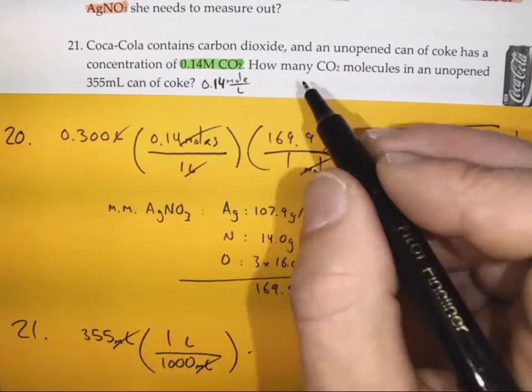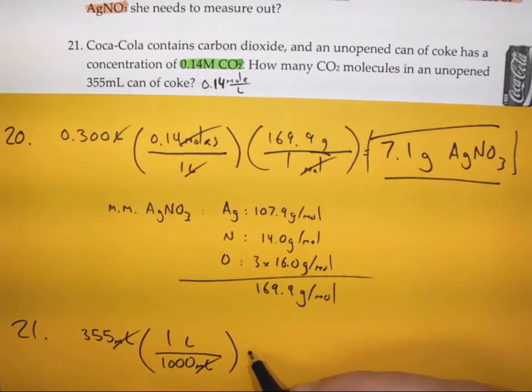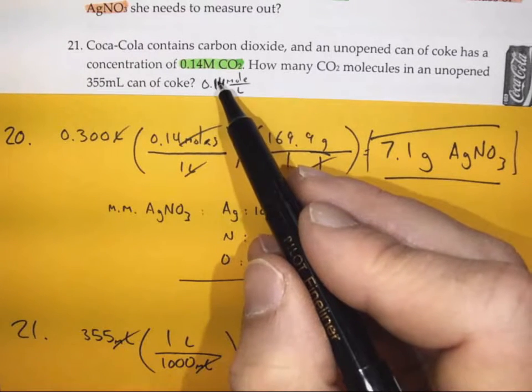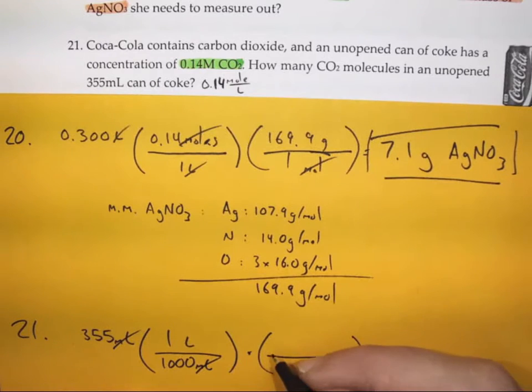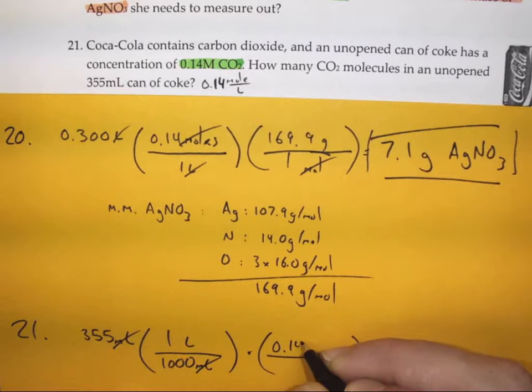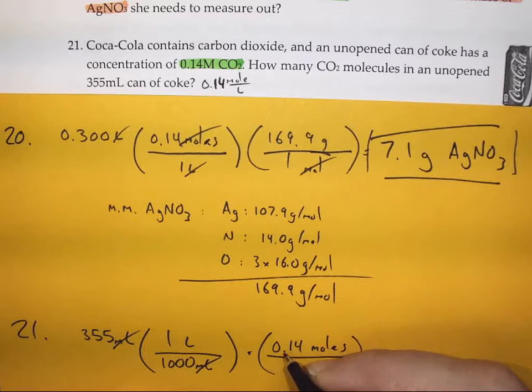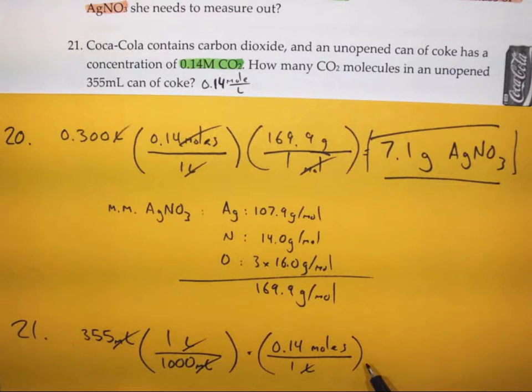And what am I looking for? The number of molecules of CO2. So to do that, I'll probably need the number of moles. And I can use my molarity to convert it from liters into moles, because I've got 0.14 moles of CO2 for every 1 liter of solution.